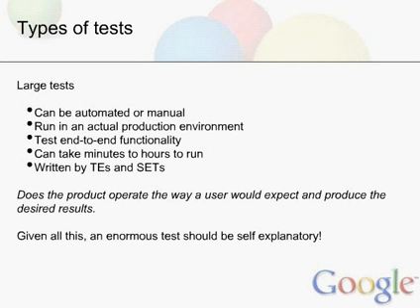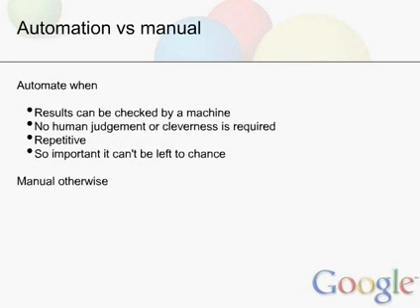They can be manual, they can be exploratory, they can be automatic. Automation is preferred. In fact, the idea at Google is always automate it. If the results can be checked by a machine, automate it. If there's no human judgment or cleverness required, automate it. If you have to do it more than once, automate it. If it's too important to be left to chance, automate it. And if it fails all of these checks, then we will allow you to do some manual testing. But if you can't automate it, please do.